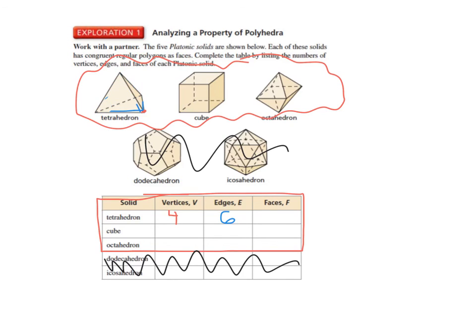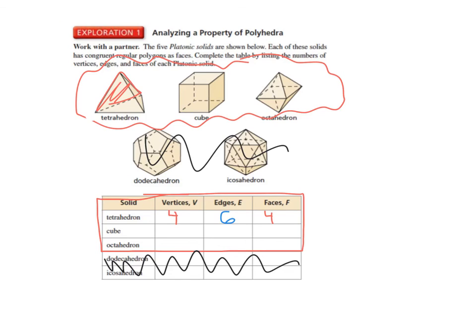That's getting a little messy, so I'm going to erase that. The faces, we have that bottom triangle right here. And then we have 3 triangles on the side. 1, 2, and then there's 1 over here. This is also 1. So that means there are 4 faces.